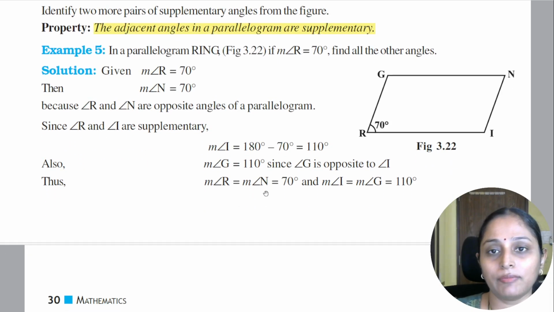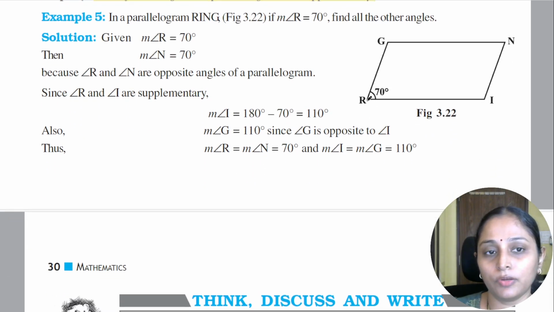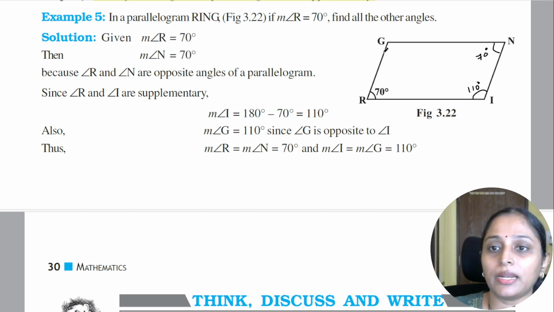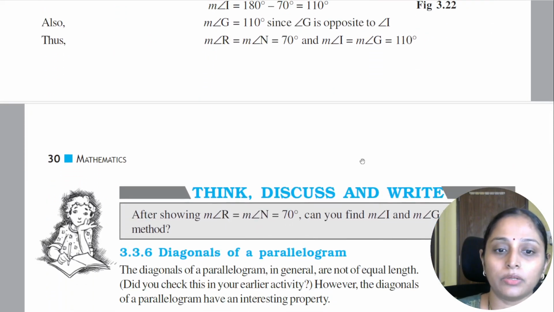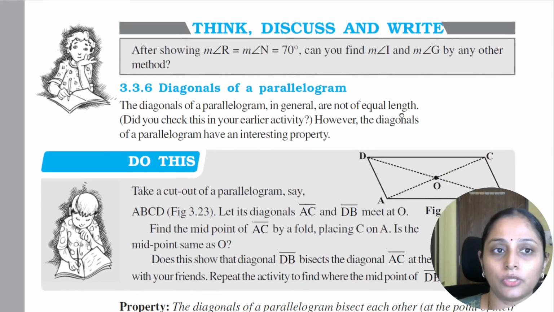So here they have given another example. They have given only one measurement and they want us to find all other angles. Clearly, if R is 70, N is also 70. And if R is 70, the adjacent angle is 110 because it's supplementary. And because this is 110, G is also 110 because opposite angles are equal in measure. So that is about the solved example.